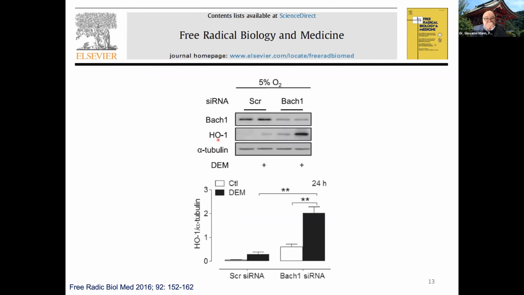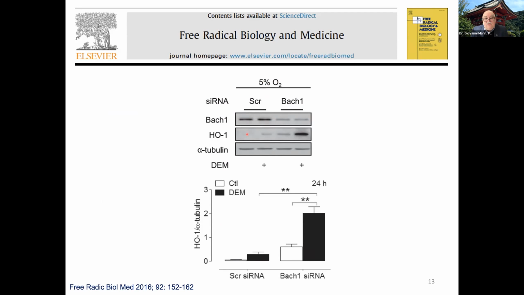Why is this? And the answer is quite simple. If we adapt cells to 5% oxygen, and we now transfect them with scramble or a silencing BACH1, a negative regulator of this heme oxygenase expression, here you can see that if we stimulate with an electrophile, we don't get an increase in BACH1 protein levels. They're not changed. But when we silence BACH1, they're markedly reduced.